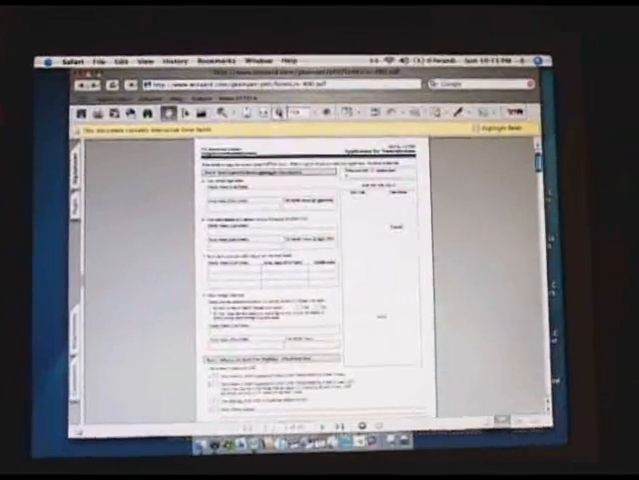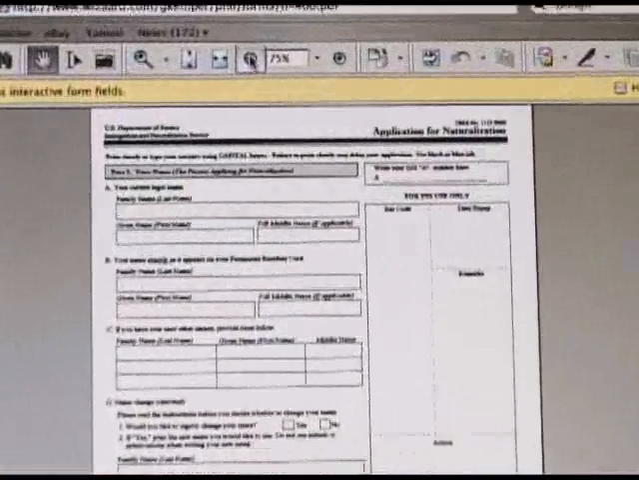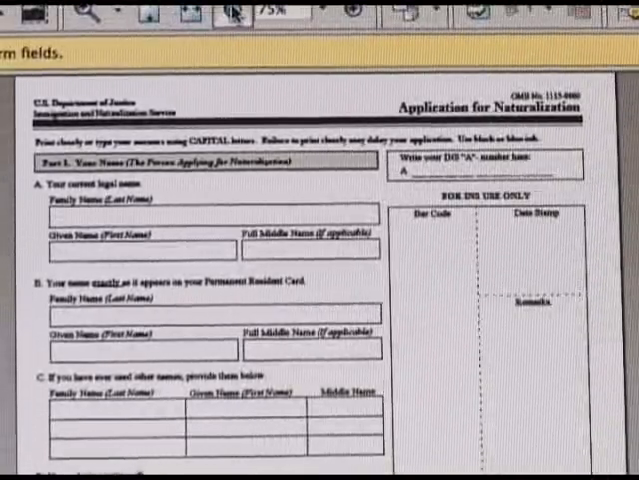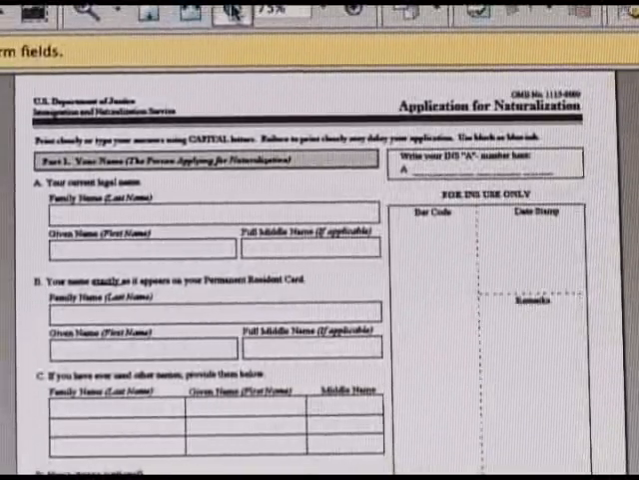The goal of filing your application for naturalization is to become an American citizen. Let's review some basic instructions when completing the application. You can type directly onto the form by utilizing the internet website we discussed previously, or you may print on the application in black ink. Be sure to write neatly if you are handwriting the application.